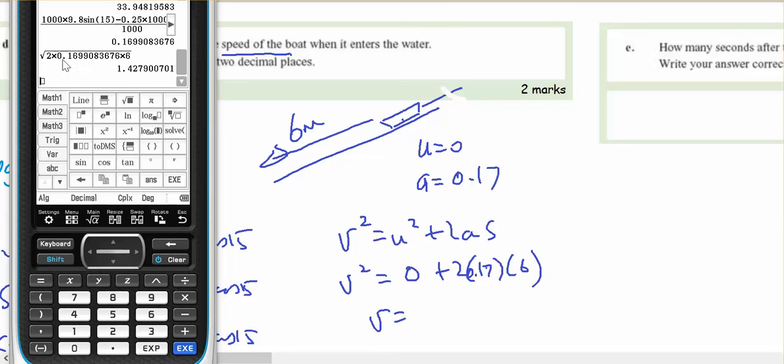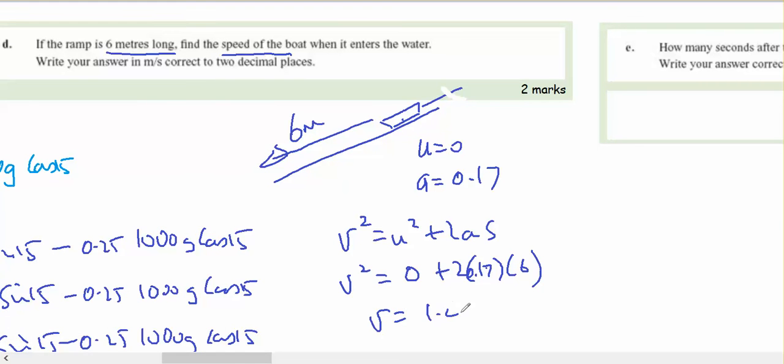Always use the most number of decimal places in the next calculation. So I've used this answer, and I've got 1.4279, and I'm rounding it to 2 decimal places. Therefore, V equals 1.43 meters per second.